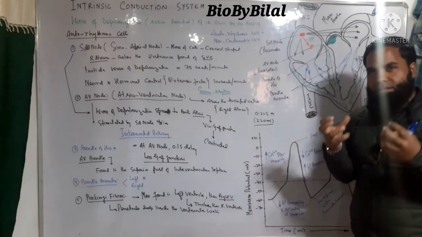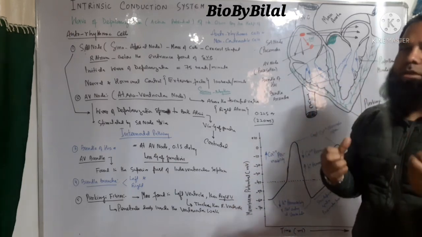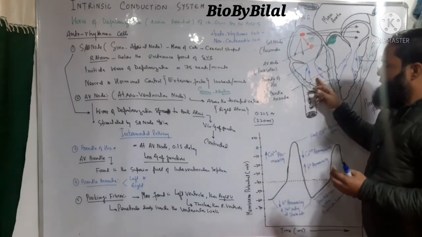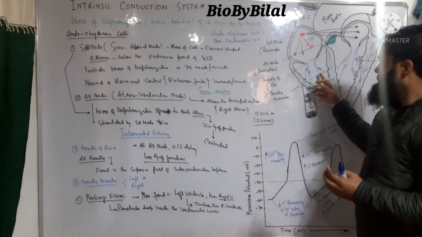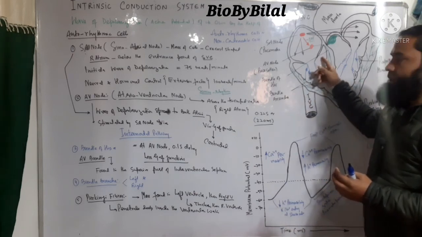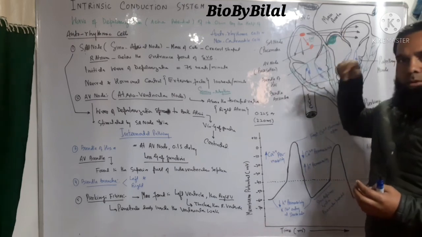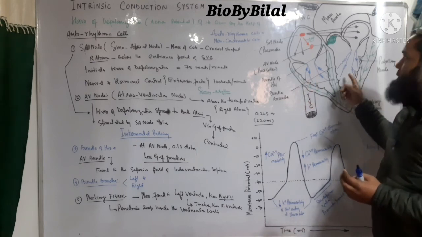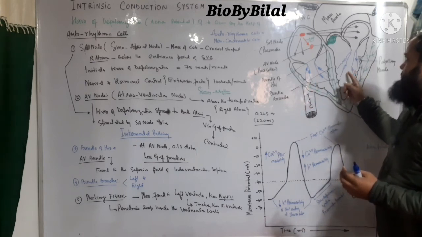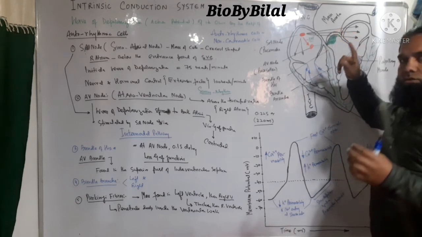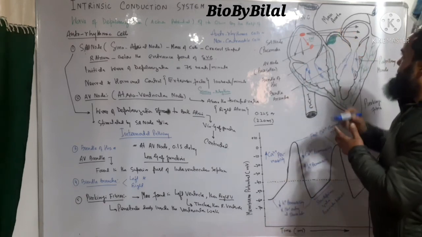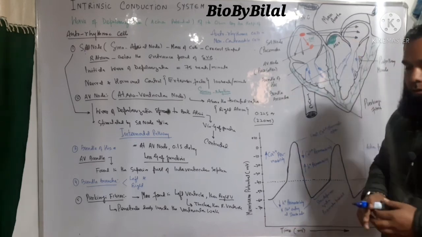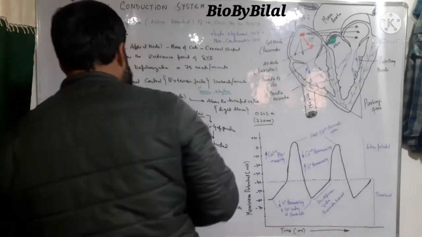Ventricular contraction squeezes the blood out from the heart. The right ventricle squeezes the blood out through the pulmonary semilunar valve to the lungs for purification, and the left ventricle squeezes out the blood into the main aorta to all cells of the body through the aortic semilunar valve. So you must remember these points.